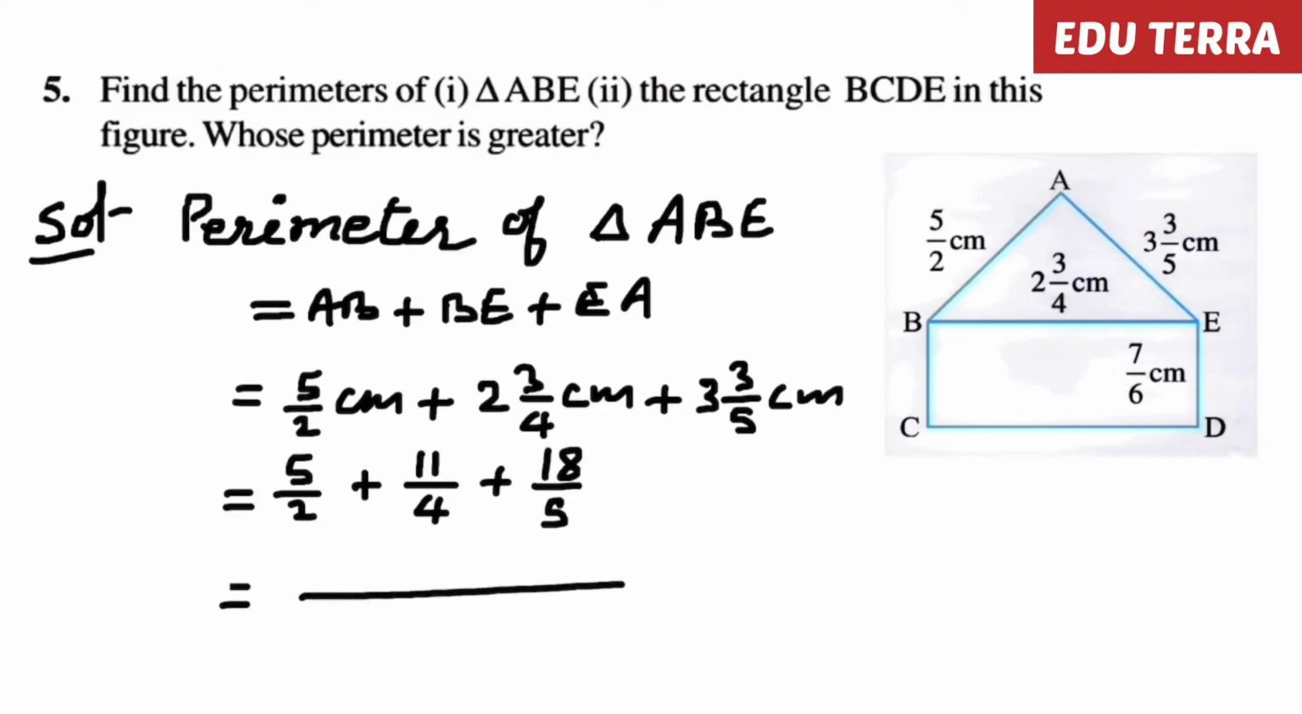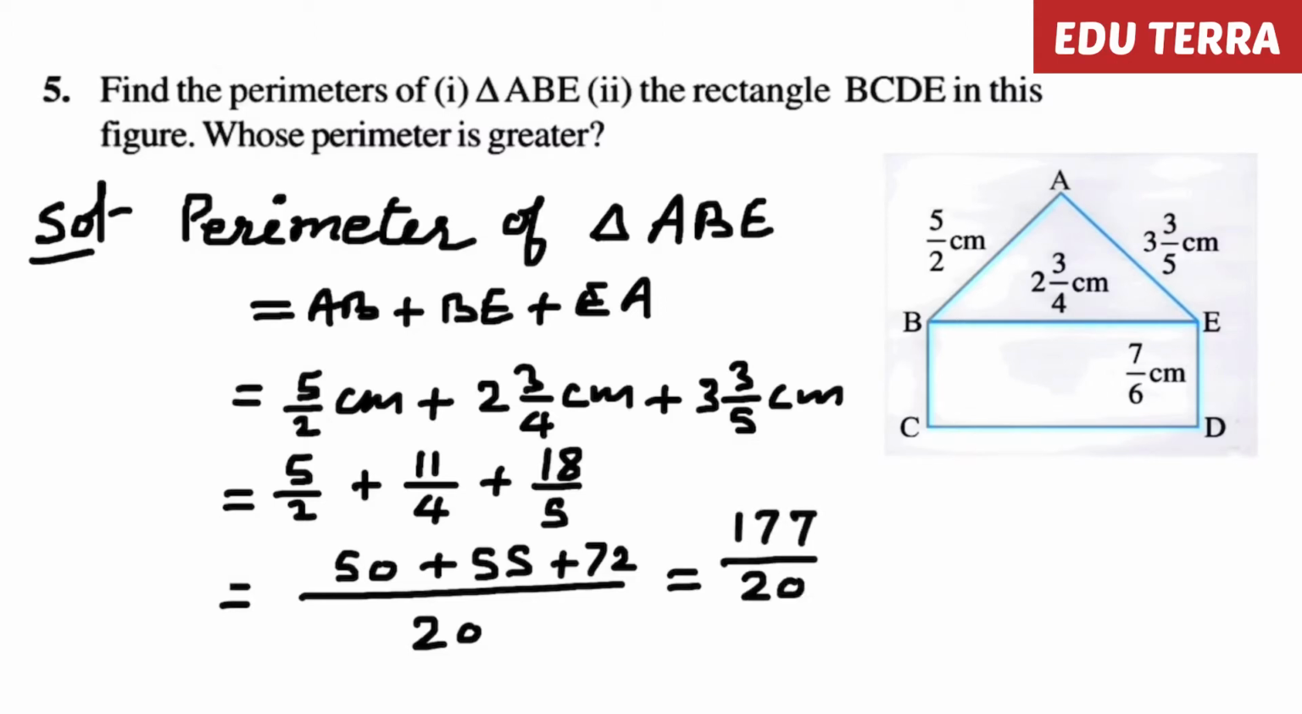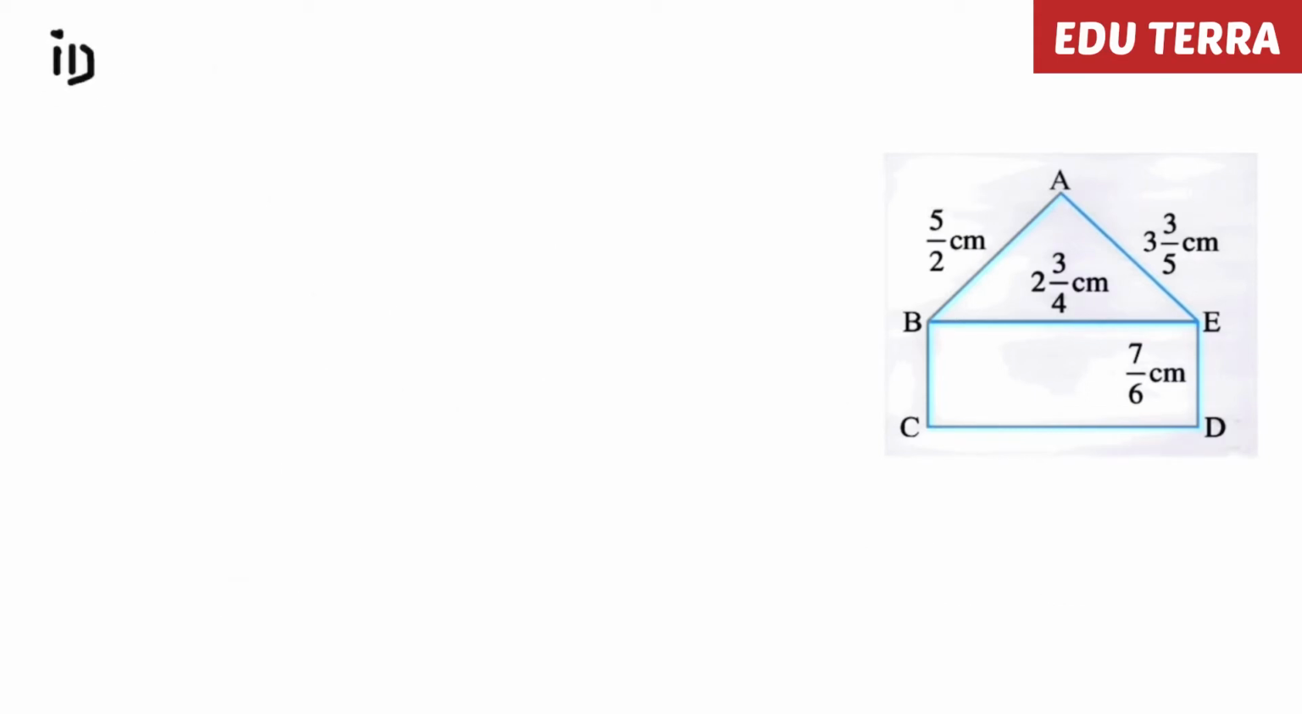Now take LCM. The LCM will be 20, then divide 20 by 2, then by 4, by 5, and the quotient will be multiplied with numerators. So you will get 50 plus 55 plus 72 upon 20. Here add all, it will come 177 by 20. Now divide 177 by 20, it will come 8 and 17 upon 20 centimeter. So it is the answer for the first part. Now come on to the second part.